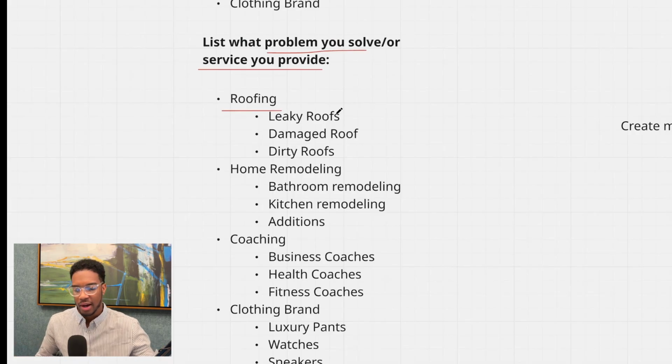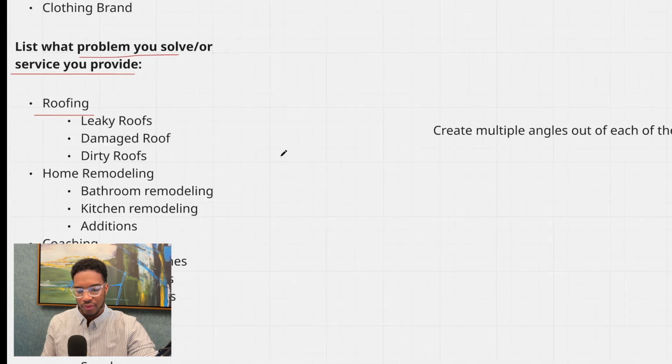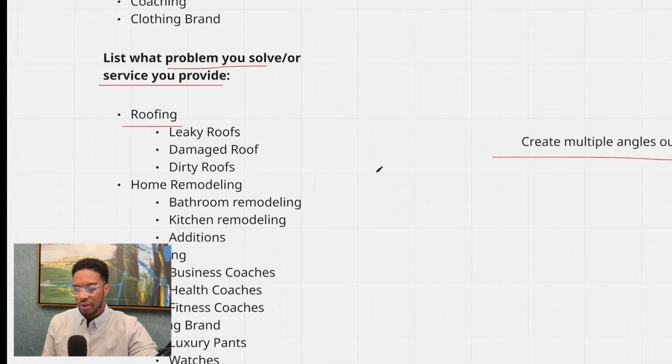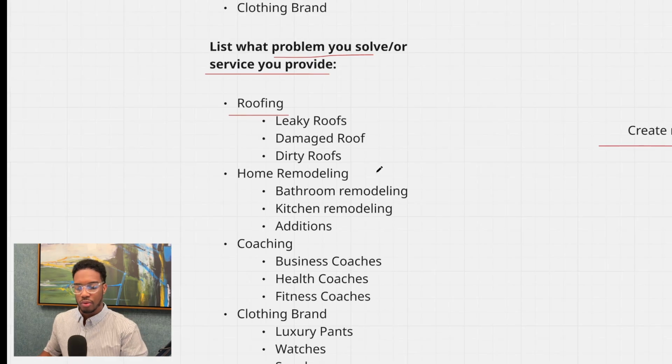So now you want to take your list of 5 or 6 different problems you solve or services you provide. So for roofing, for example, it's leaky roofs, damaged and dirty roofs, and you want to create multiple different angles out of each one of these. So for example, going back to a leaky roof, you have, is your roof leaking is one angle. Is your roof leaking causing water damage? Is your roof leaking causing mold? Those are 3 different angles off of this one problem.